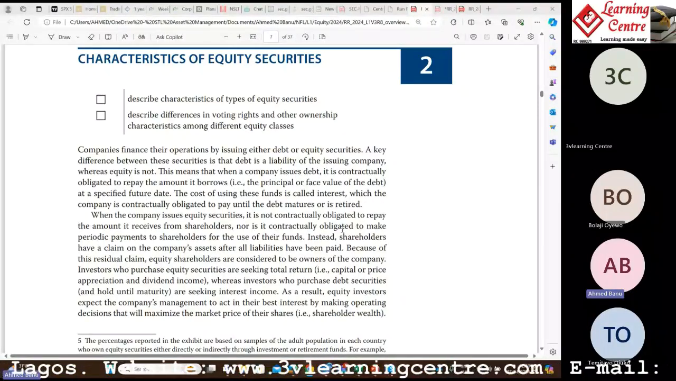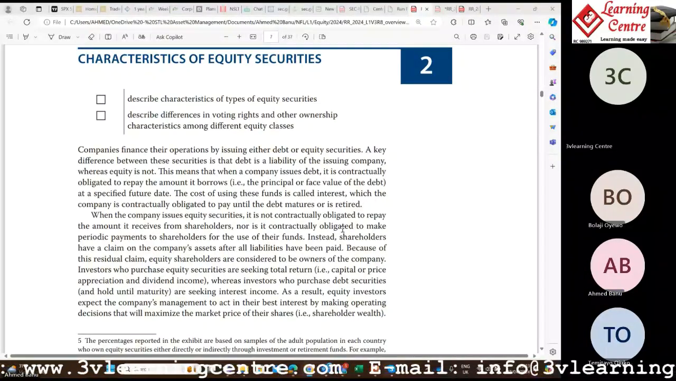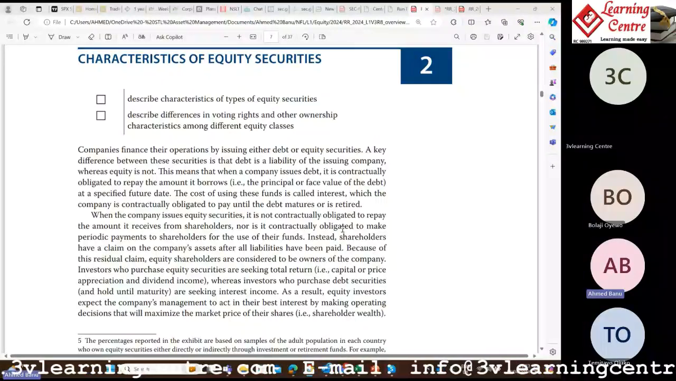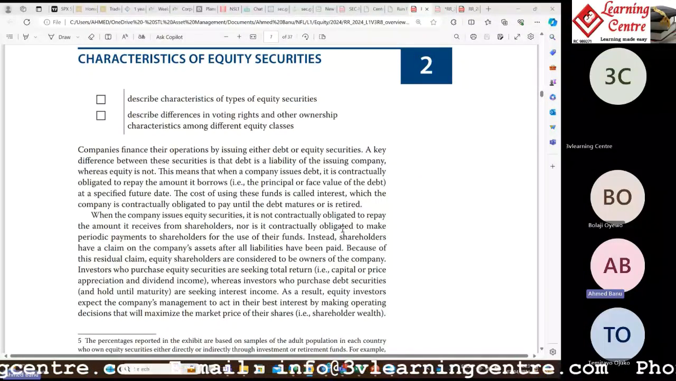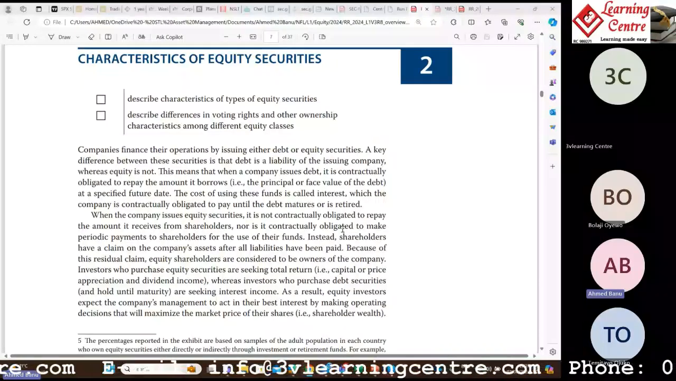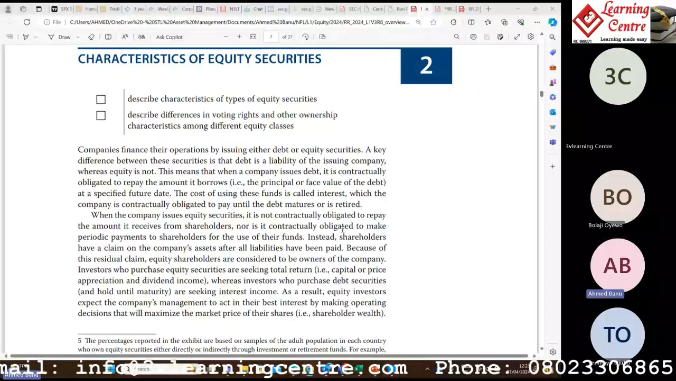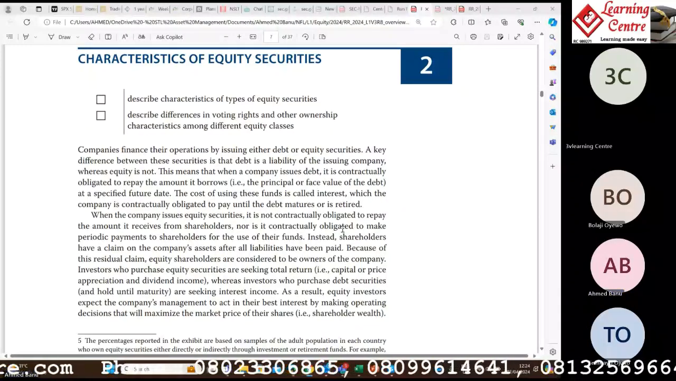Companies finance. So basically, let's get to understand equity securities, stocks. Let us call them stocks. Let's understand the basics of stocks. When a company is raising capital, there are two predominant ways for them to raise capital. It's either you're using equities or you're using debt. Now, we start with debt.